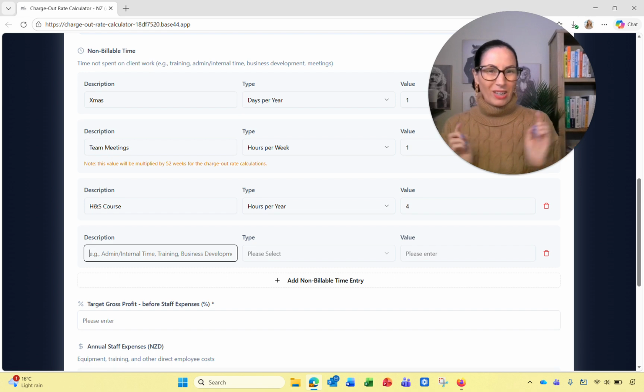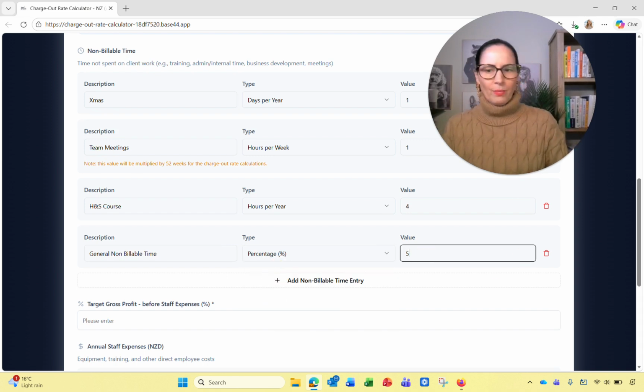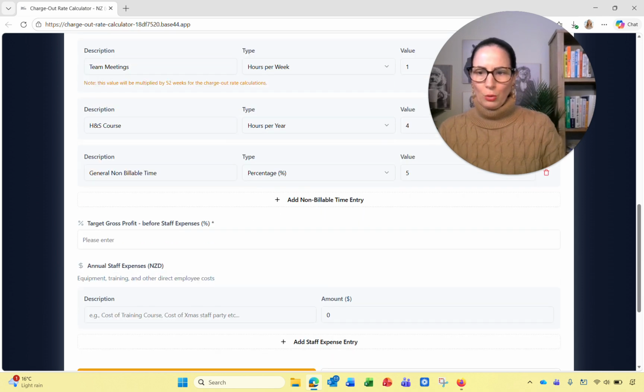The other one we've got in here is a percentage, just general non-billable time. They're reading emails that you've sent out. They're not client related, just general non-billable time. You go, 5% for that one, right? All right. Now this non-billable time is worked out on their billable hours, which only includes their annual leave, public holidays, and sick leave. It doesn't take into all these considerations as well, right? That would just be too much.